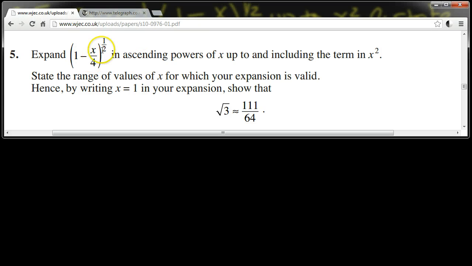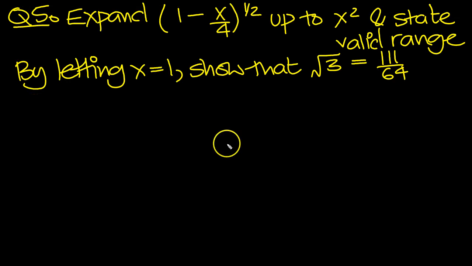Expand (1 minus x over 4) all to the power half in ascending powers of x up to and including the term in x squared. State the range of values of x for which your expansion is valid. Hence, by writing x equals 1 in your expansion, show that root 3 is approximately equal to 111 over 64. So I've got the question summarized here.